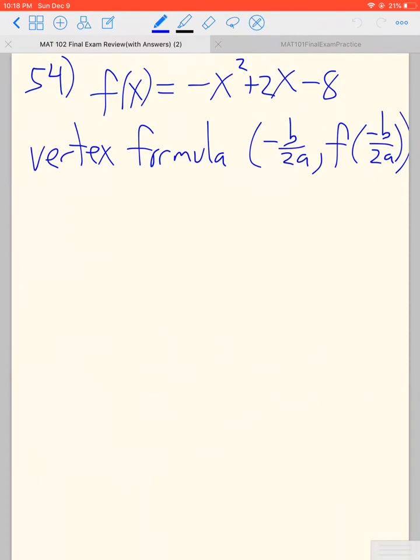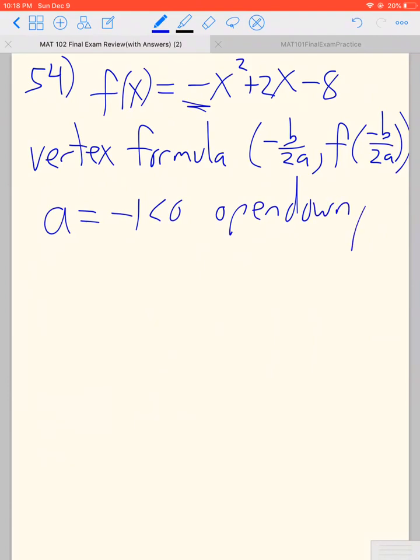In 54, they're asking for the same type of information. Let's look at this quadratic here. Does it have a max or a min? And then find the said max or min value. Here, the coefficient of the x squared is negative 1, which is less than 0. So this one's going to open down. Anytime a parabola opens down, the vertex is going to be a maximum.